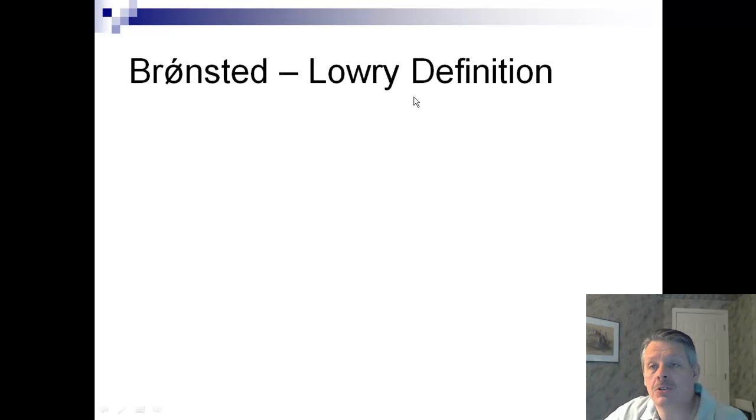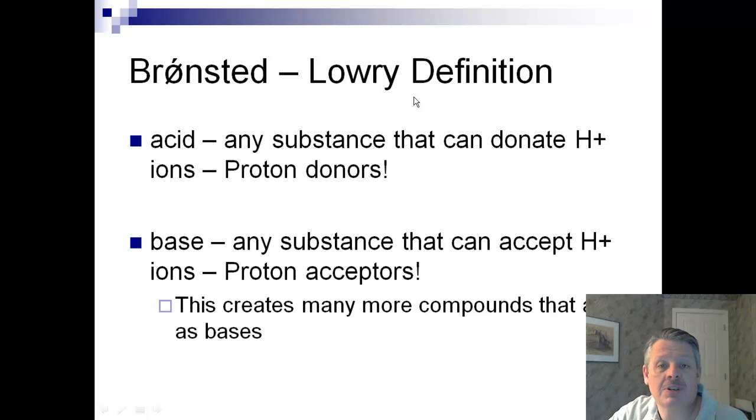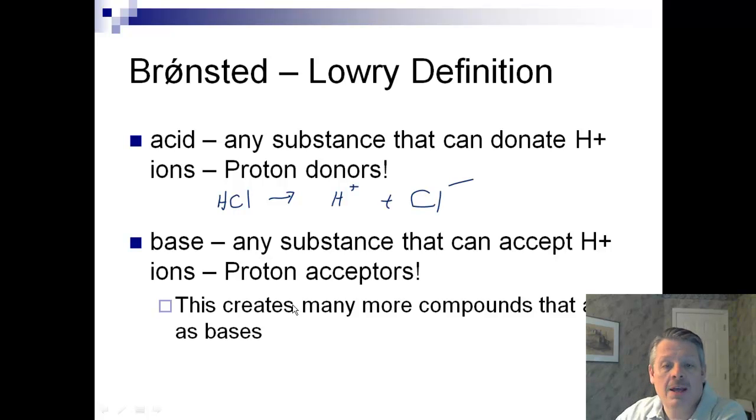All right, so there were a couple of other guys, Bronsted and Lowry, who both came up with the same definition at essentially the same time, and they said that an acid is any substance that can donate hydrogen ions, and we call them proton donors, in that they can give up a hydrogen ion. So for example, if you had something like HCl, HCl is going to give up a hydrogen ion. And a base is any substance that can accept a hydrogen ion, so they become proton acceptors. So these create many more compounds that act as bases that can accept hydrogen ions.